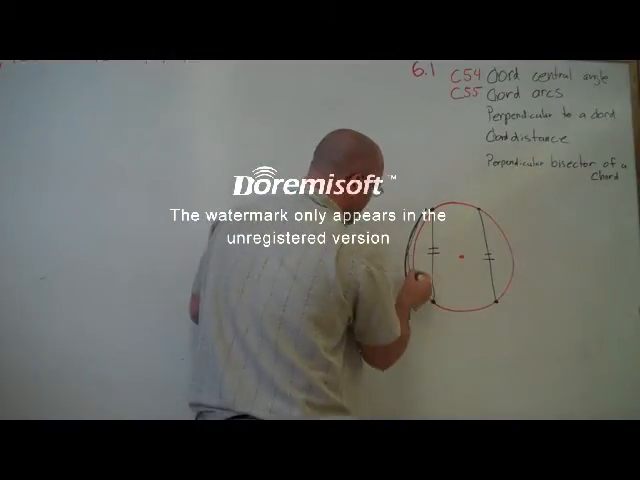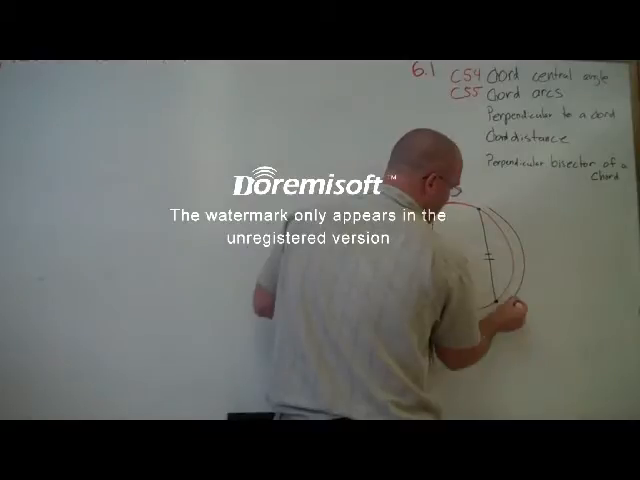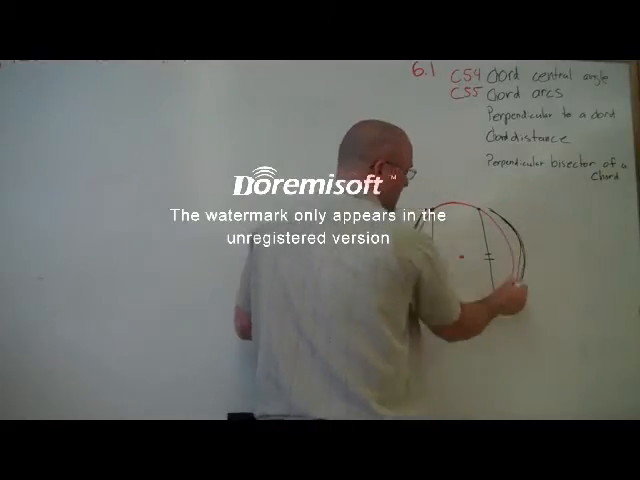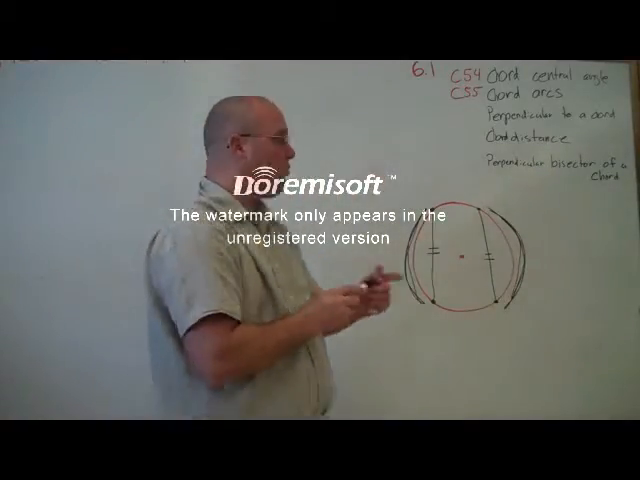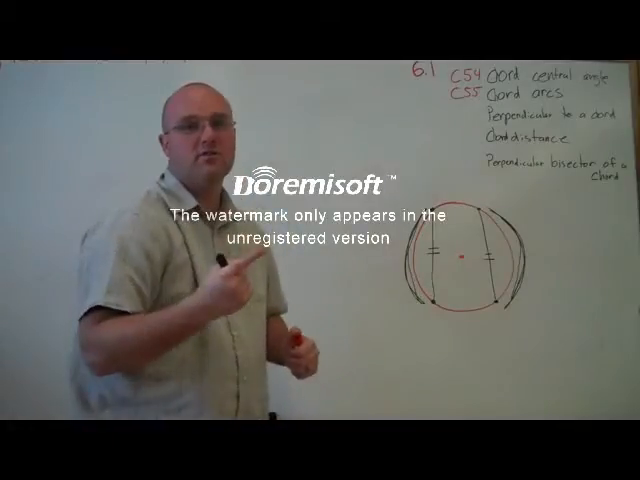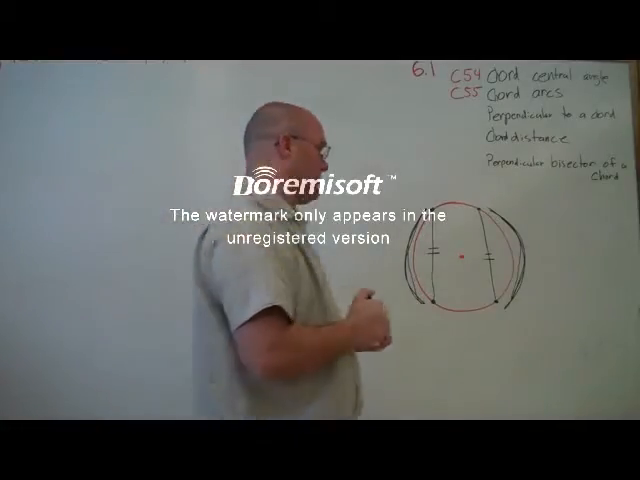this arc here and this arc here are congruent. So, if we have two chords that are congruent, we have a central angle that's congruent, and those two arcs are congruent.